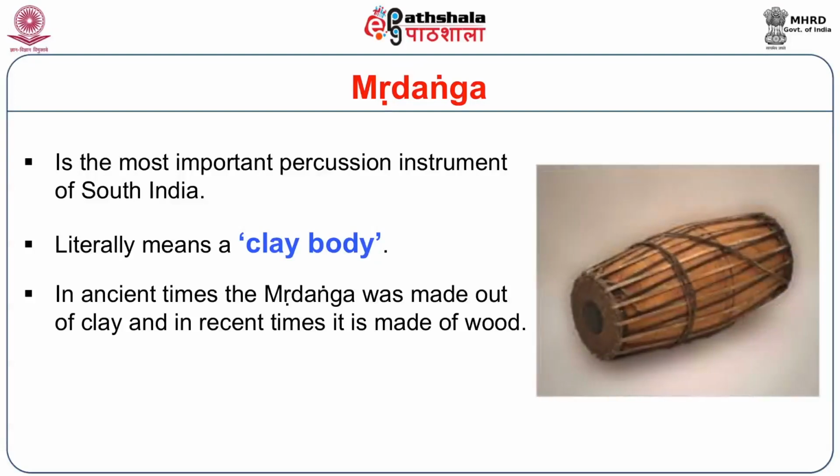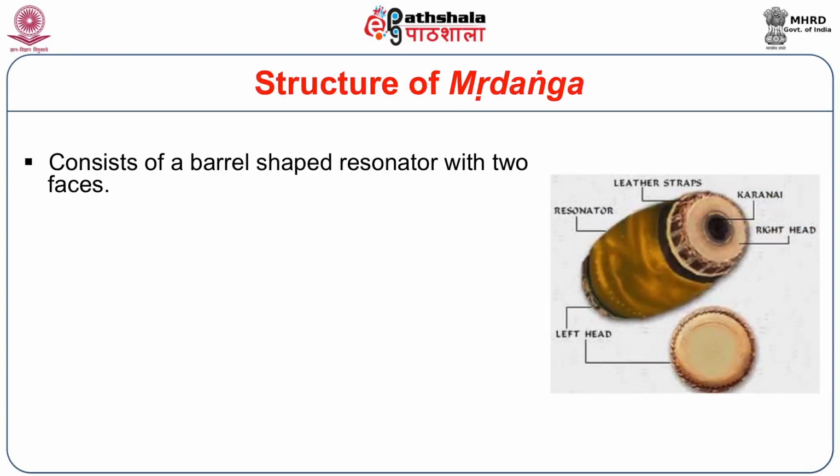The next important and a very primary percussion instrument of South India is the mridanga. Mridanga, literally it means a clay body. In the ancient times, it was said that it was made out of clay, but nowadays it's made of wood. The mridanga consists of a barrel-shaped resonator with two faces. The right face is usually a little smaller than the left face.